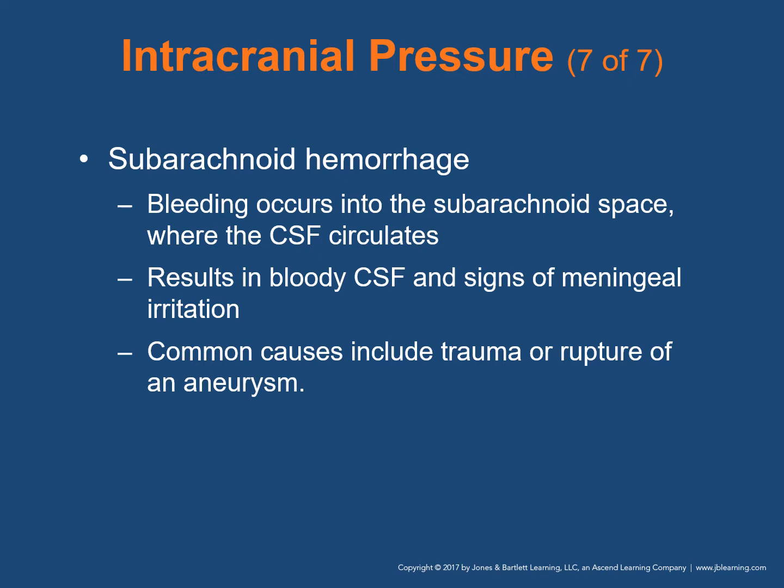Now we'll talk about a subarachnoid hemorrhage. Bleeding that occurs into the subarachnoid space where the CSF circulates is what this is, and it results in bloody CSF and signs of meningeal irritation. The common causes include trauma or rupture of an aneurysm.